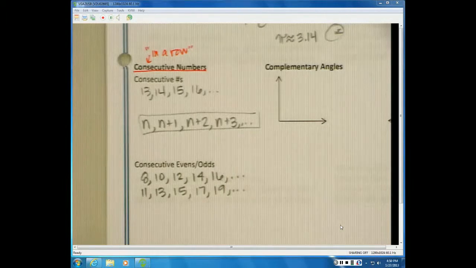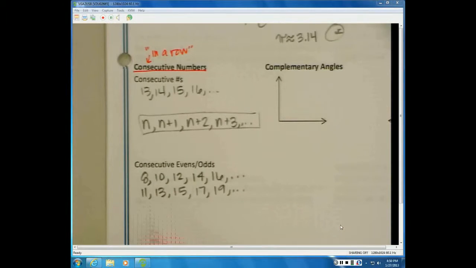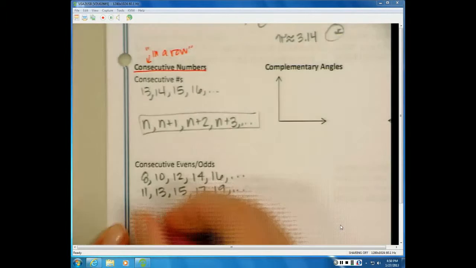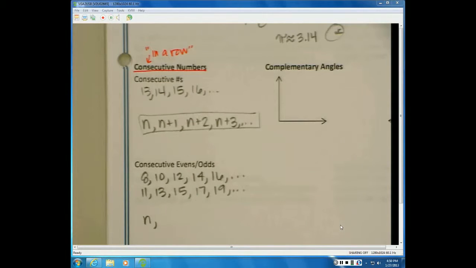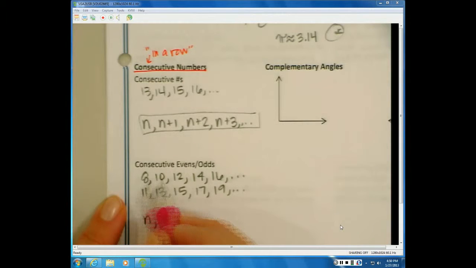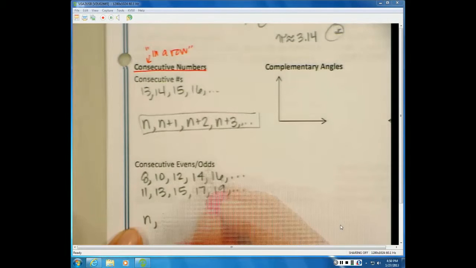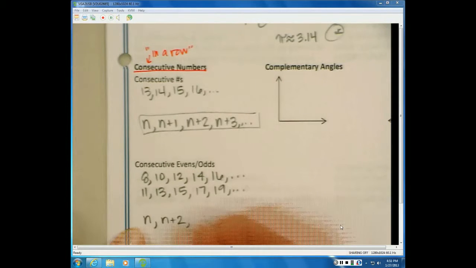I want you to look and ask yourself, how much do these numbers differ by? In other words, if my first number is n, how much larger than that should the next number be? Well, what did I add to 8 to get 10? I added 2. What did I add to 11 to get 13? I added 2. So whether we're dealing with evens or odds, consecutive evens or consecutive odds, it's going to start off with n, followed by n plus 2, followed by n plus 4, followed by n plus 6, and so on.